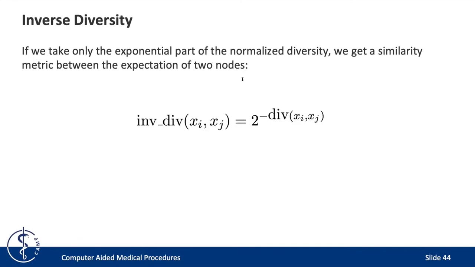And for the inverse diversity, as I mentioned, the diversity tells you how different two expectations of two different points are. It's more like a dissimilarity measurement. If we take the inverse version of the diversity, this equation here, what we get is a similarity metric between the expectations of two nodes. Instead of having high values for points that have different expectations, this gives us high values for points that have a similar expectation. So we also tried this weighting function.